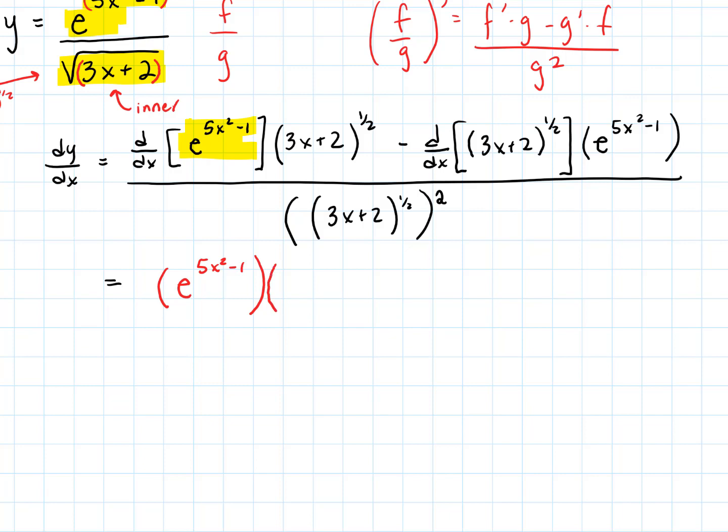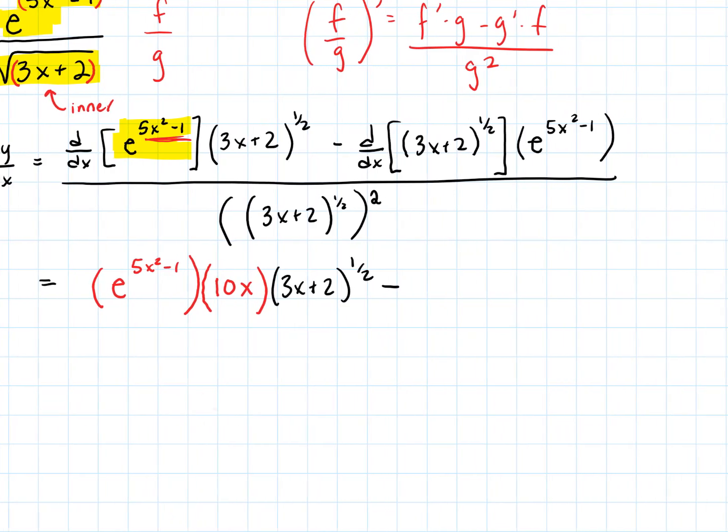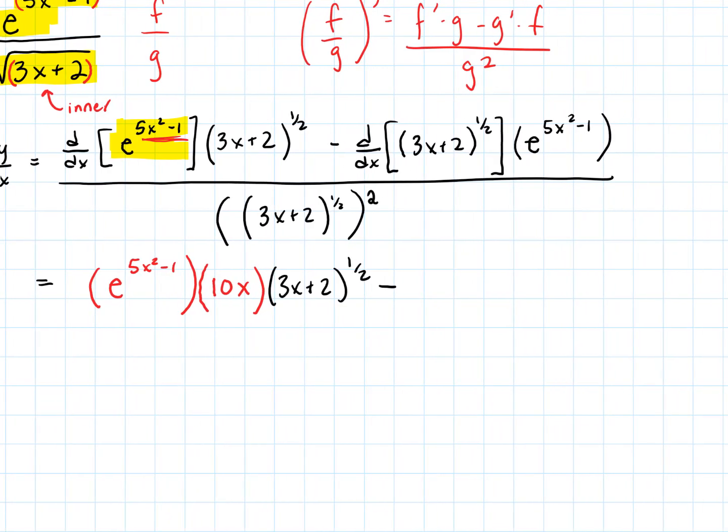Now here's the part where we're applying the chain rule. We're also taking the derivative of that inner function. So we're going to take the derivative of 5x squared. That is just 10x. Now I carry down the rest of it, (3x plus 2) to the 1/2 minus, now we're going to do the same thing when we take the derivative of that (3x plus 2) to the 1/2.